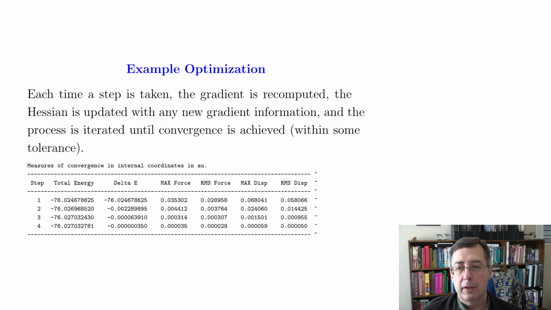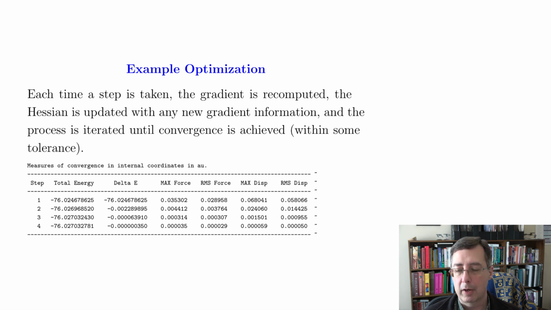Now, every time you take a step, then you're going to recompute the new gradient at the new geometry. You'll update the Hessian with the gradient info that you computed, and then you just iterate this procedure. You take a step, you get a gradient, you take a step, you get a gradient, until you decide that you're converged.